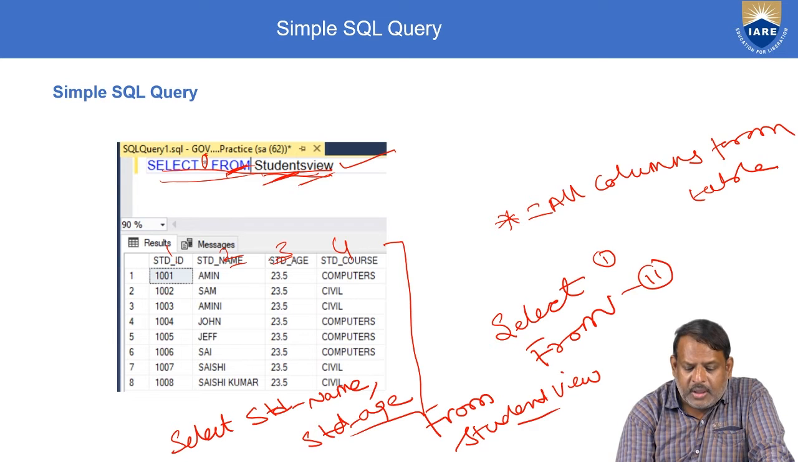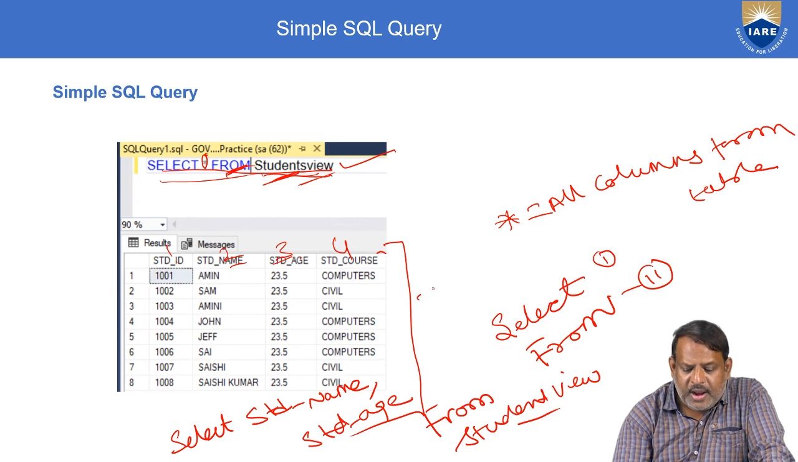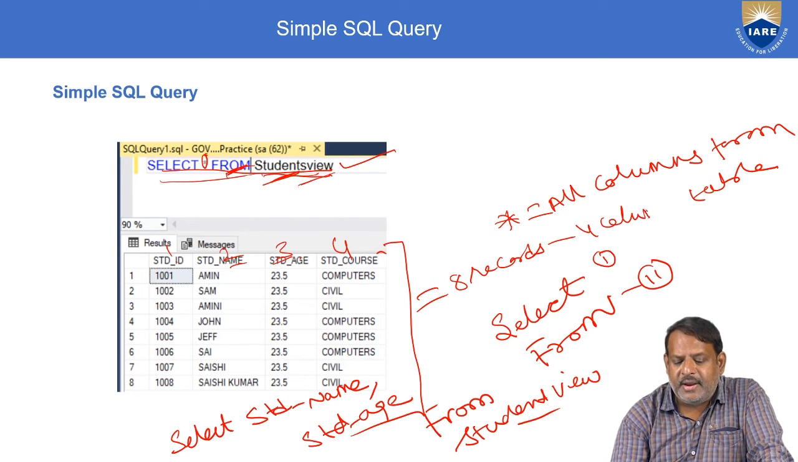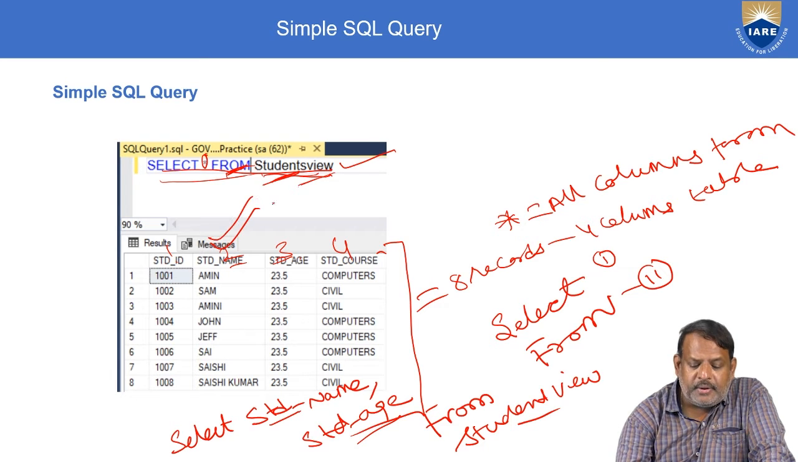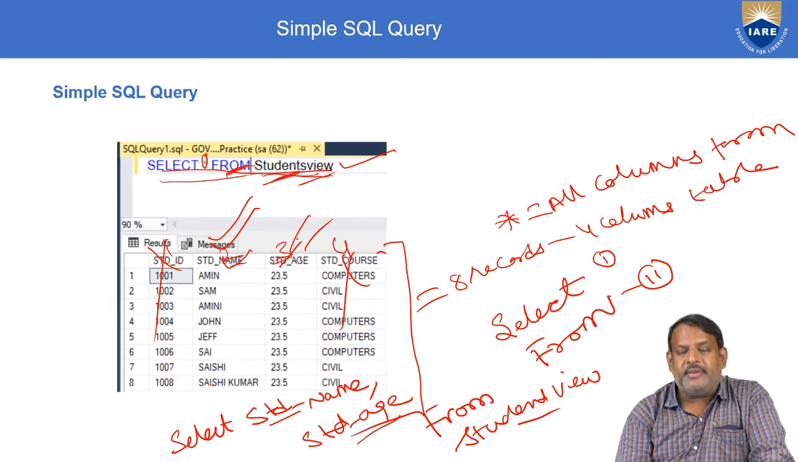All the four columns along with the data in these four columns. So I have here 8 records. All the 8 records for the 4 columns will be displayed, because I said star. If I don't say star, I'll say name and age. Only these 2 columns will be displayed. The other columns are not displayed. But it will display all the 8 rows for these 2 columns called name and age.